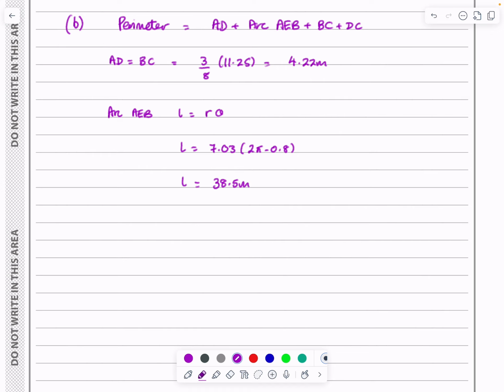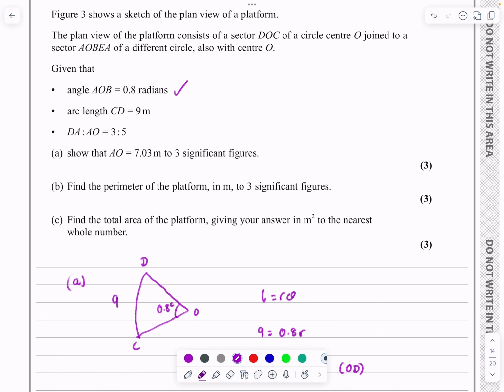And so the perimeter is going to be equal to 4.22 plus 38.5 plus 4.22 again, plus 9, in whichever way round we want to do those. If I was doing it in the same order as before, actually, let's just not confuse the examiner. Then I'm going to say we started off with 9 plus that, plus 4.22. But it doesn't make any difference, the answer. The answer is going to work out to be 56.0 meters.